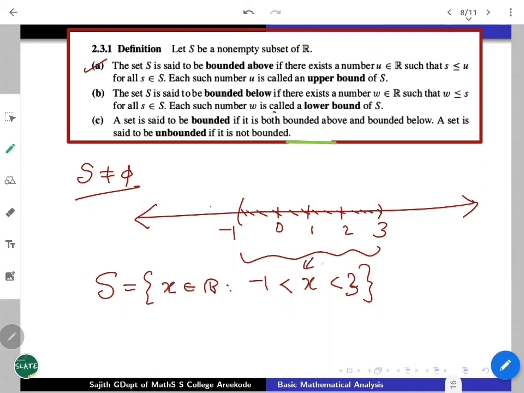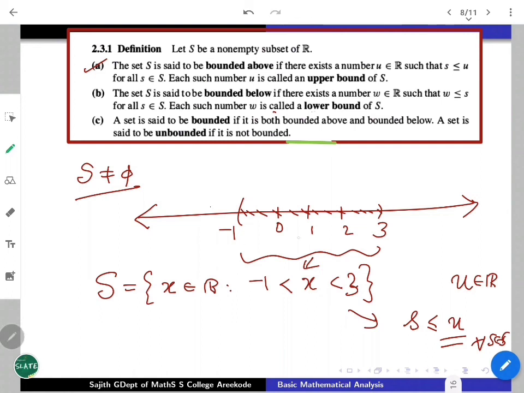So if I am checking whether this S is bounded above, how can I check? I have to find a real number u in R such that every member from S will be less than or equal to that u. That should happen for every s in S. Then I can say that it is a bounded above set. Actually, it says bounded from the above part.